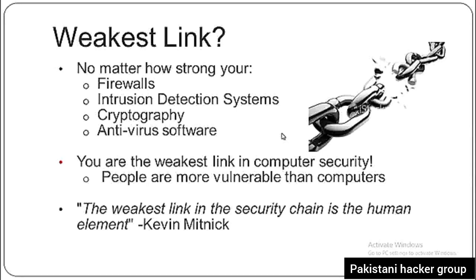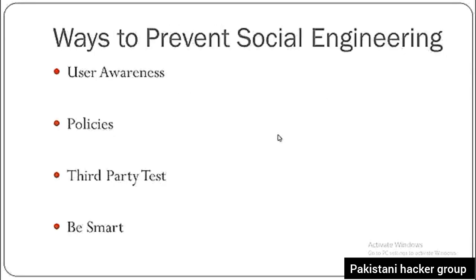There are different things that you would want to know, but before that, you need to know that the weakest link in your organization is not your firewall, intrusion detection system, cryptography, or antivirus software. You are the weakest link in your computer security. People are mostly more vulnerable than computers, and that is a famous dialogue said by Kevin Mitnick. So I'll go ahead with the ways to prevent social engineering attacks.